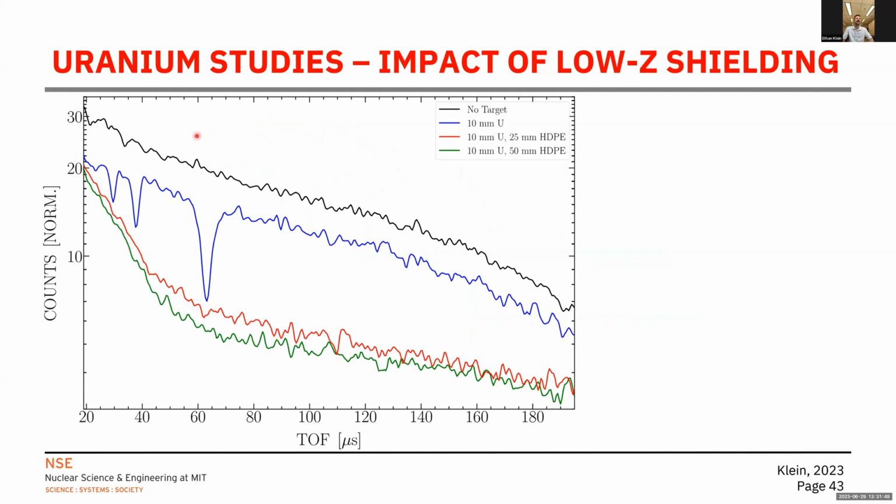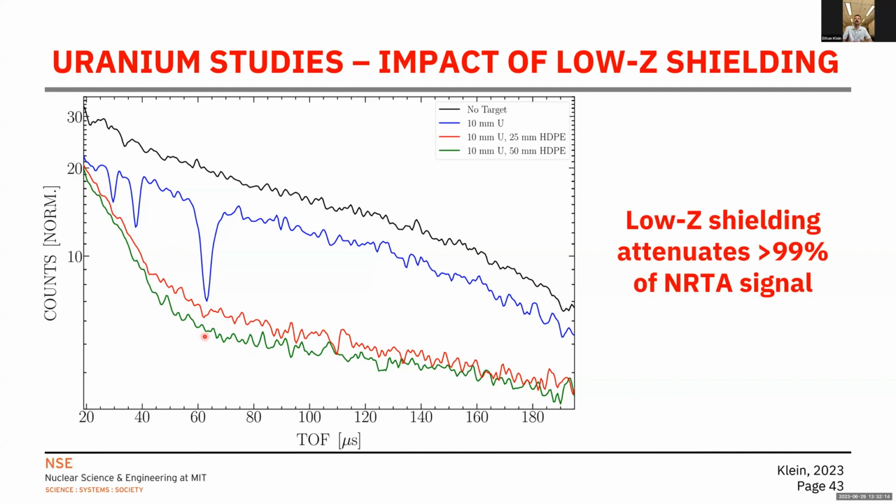So here, what I'm showing in blue is that 10 millimeter uranium sample. And in red and green, we see what happens when we add 1 inch and 2 inches of plastic shielding. And what you see is a total wipeout of our signal. We're no longer able to make out these resonances. They're totally demolished. We still see some kind of a background signature, but it's not really corresponding to any of the physical features of the uranium material.